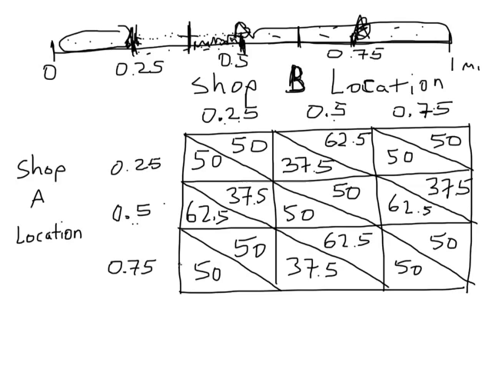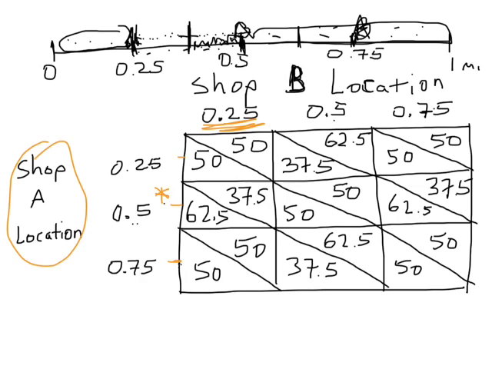Well, now we're in position to solve this game. Let me change my color, and we'll go with orange. And let's think about this. Let's take it from shop A's perspective. Let's suppose A thinks that shop B is going to be at mile 0.25. Well, shop A could locate at mile 0.25 and get half the market, could locate at mile 0.5 and get 62.5% of the market share, or at 0.75 and get 50. Well, they're maximizing market share, so in that case, A's best play is to locate at mile 0.5.